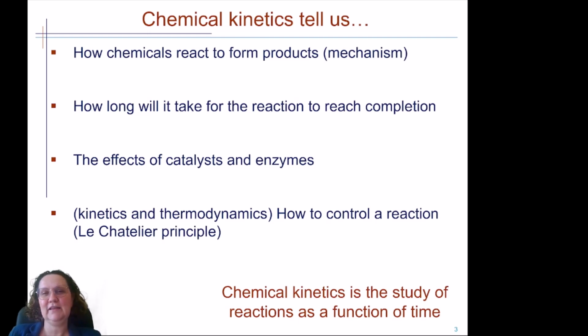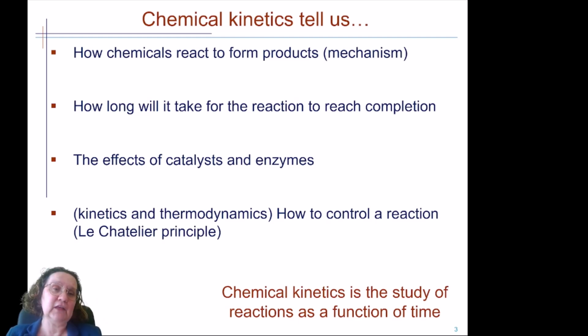So what is kinetics, chemical kinetics? Well, it's the study of reactions as a function of time. We study how fast a reaction happens and how to make it go faster. It studies how chemicals react to form products. Actually, what is the mechanism? Bonds are broken, bonds are formed. That's part of what kinetics studies. It also tells us about the rate of reaction, how fast a reaction will happen, how long it will take for the reaction to reach completion, so all the reagents have reacted to give the products.